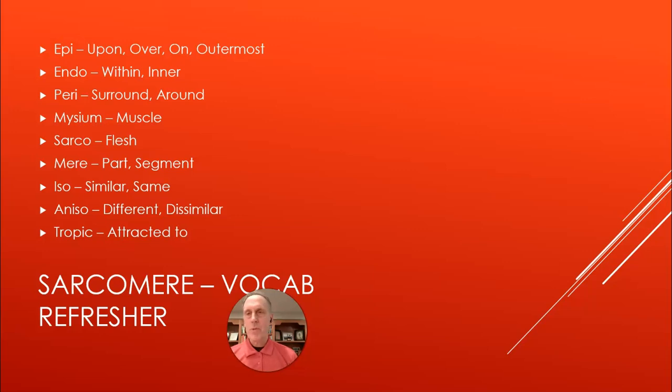So our vocabulary refresher, we've already talked about epi, endo, and peri, mysium, muscle, sarco, flesh, mere, part or segments of sarcomere, right? Iso, aniso, and tropic. So isotropic would be similar and attracted to. Anisotropic would be different or dissimilar and attracted to.